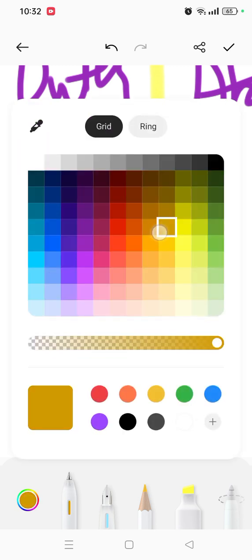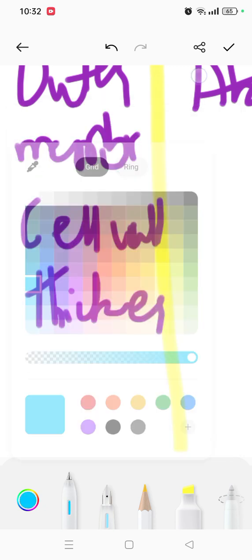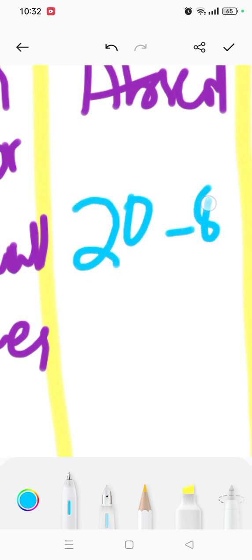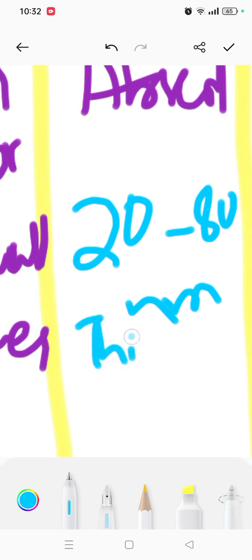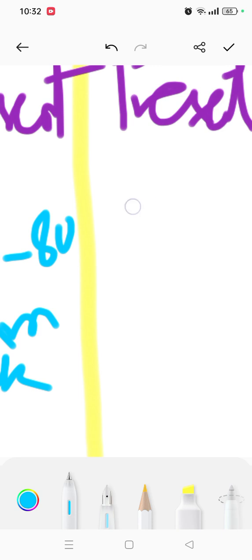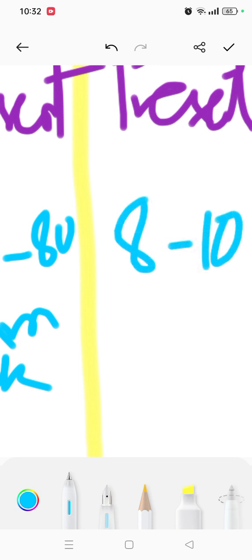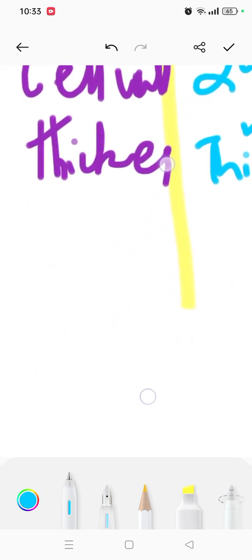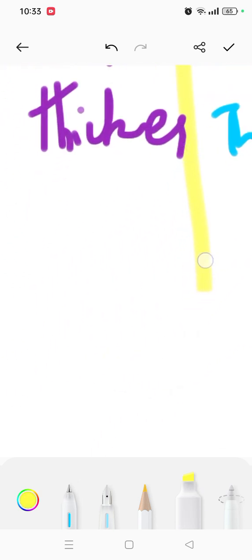Here in gram positive we have around 20 to 80 nanometers. This means it is thick. And in gram negative, we have 8 to 10 nanometer thickness. So this is called thin as compared to gram positive, right? And when we talk about peptidoglycan, this is the main difference you'll find in the picture.